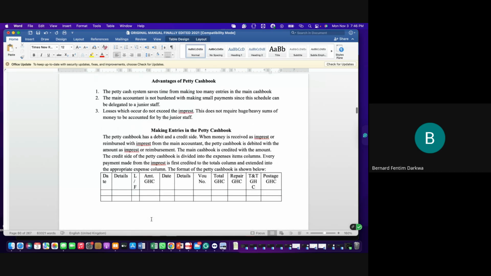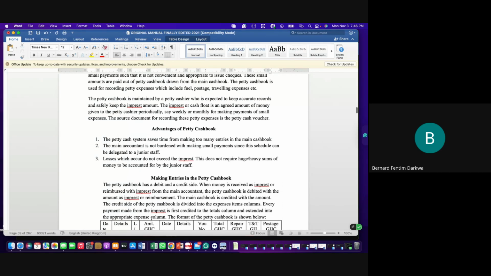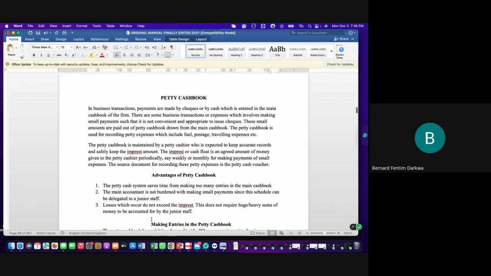Let's look at petty cash. This is where the imprest system and other things come in. When I talk about petty, it's all small things. In business, we have the petty cashier and we have the main cashier. Sometimes the main cashier may give the petty cashier some amount as imprest for small items.